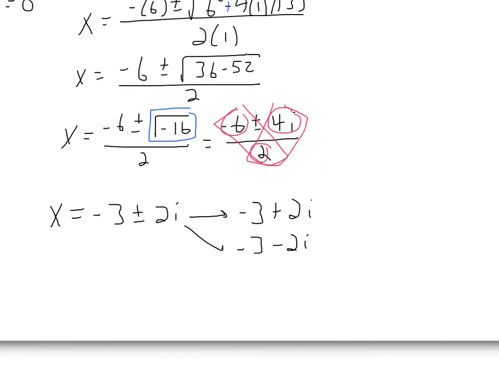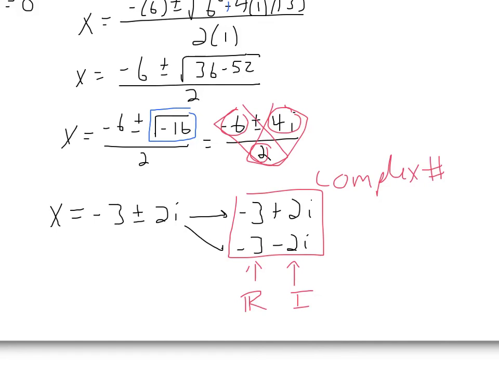So it's called complex because we have the real part and the i represents the imaginary part. And that together gives you a complex number. And that's as far as you can go.